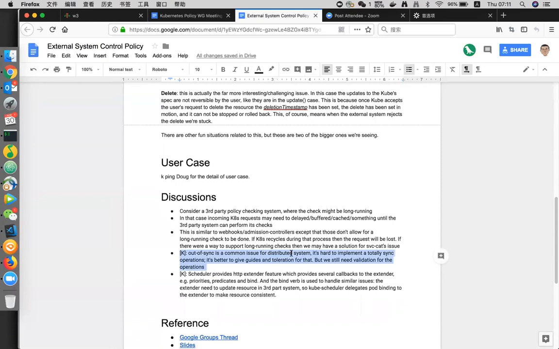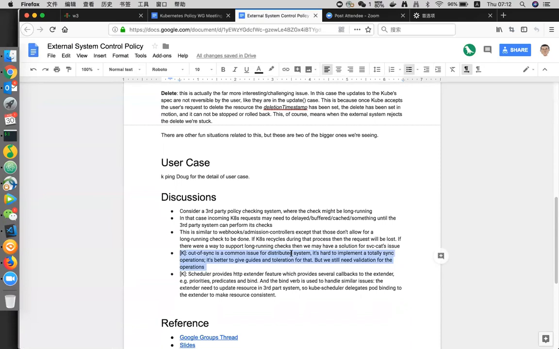This is why I would like to have a use case, because such things may be a common issue for distributed systems. We discussed several points and several things in the last meeting, so that is why I would like to control the scope to make it doable.